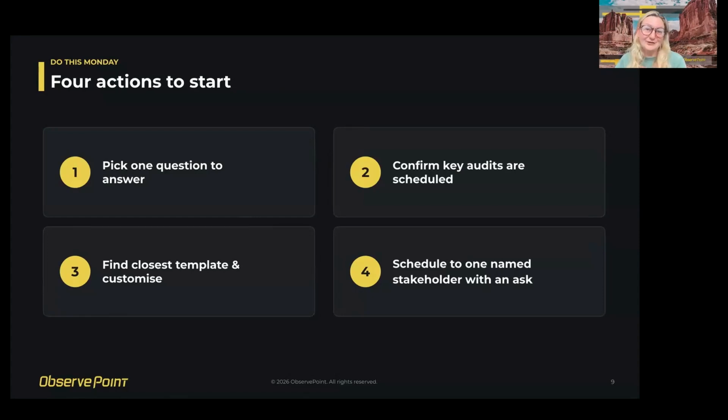Then find the closest template to help answer this question, or build one from scratch. Save it and simplify the structure to answer it as best you can. And finally, schedule it to one person with a specific ask. So that might be, create some Jira tickets for these missing tag managers on these pages before Thursday. Because an FYI, I think we found, tends to go a bit unnoticed, but an ask tends to create action.